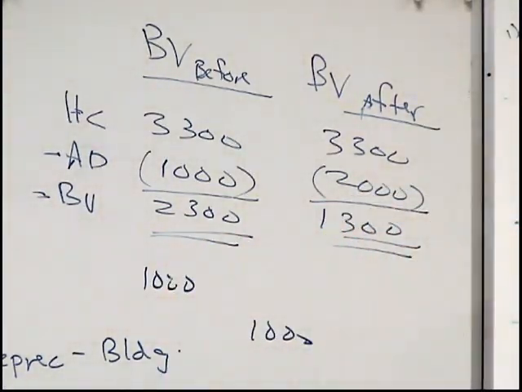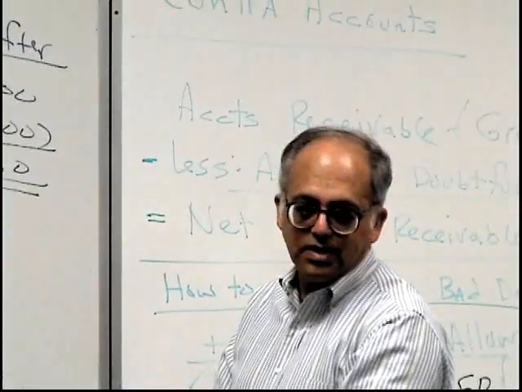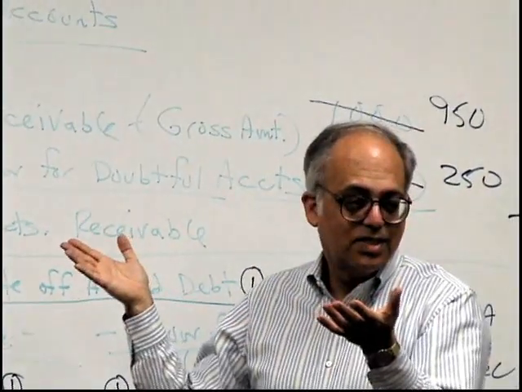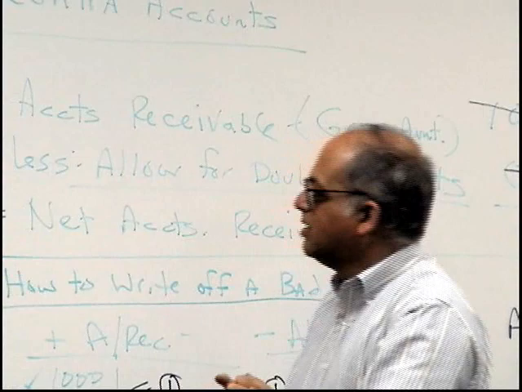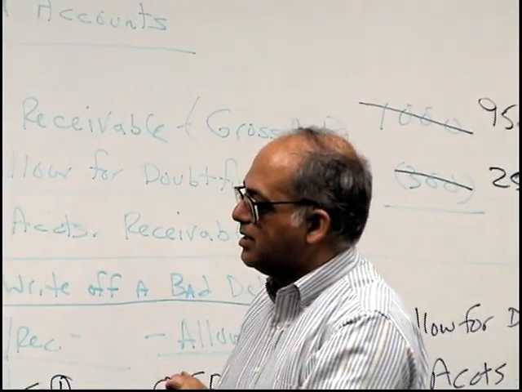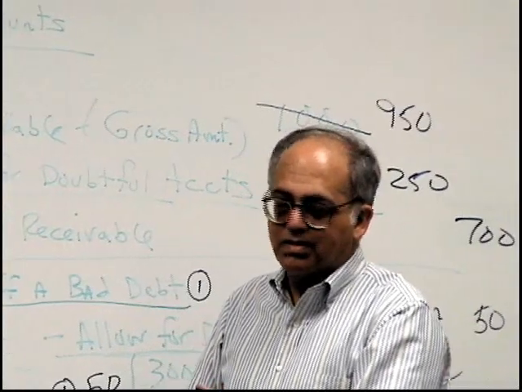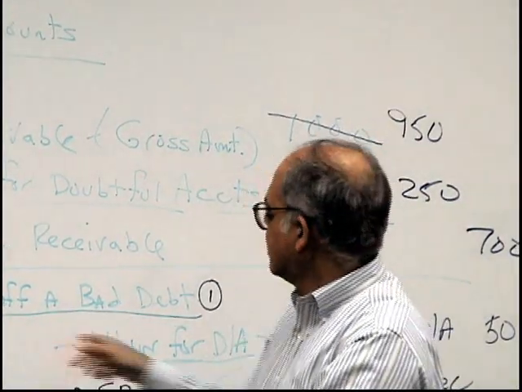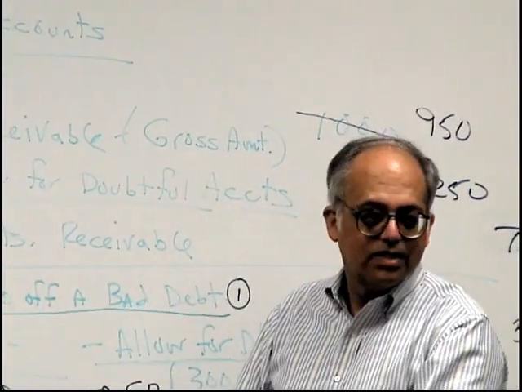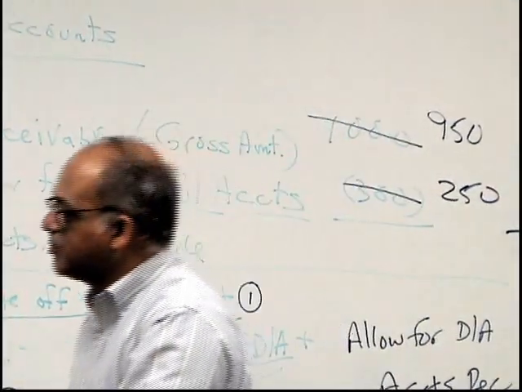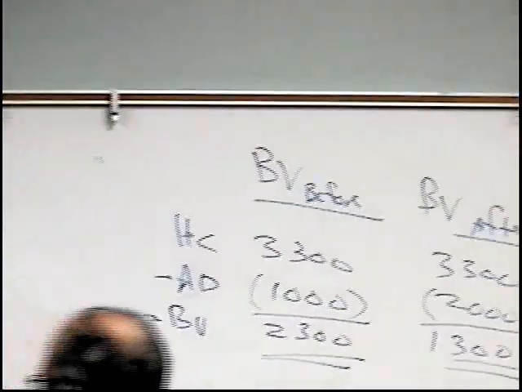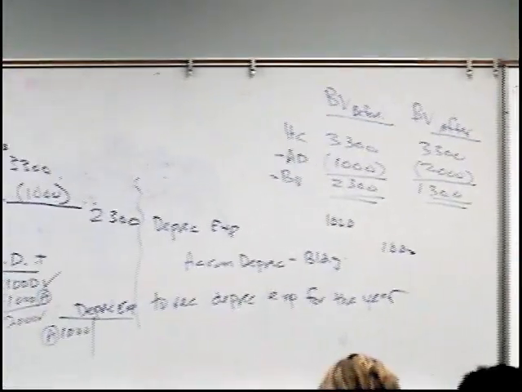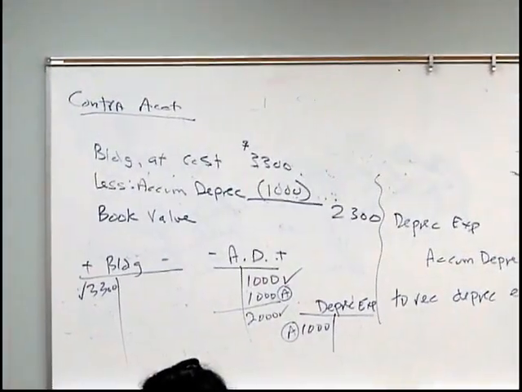Why do we use a contra account here? We want to keep track of what the building originally cost. Why do we use a contra account here? We want to keep track of what the receivables' gross amount was. That's another example of a contra account. This is a contra asset, that's a contra asset. What does AD stand for? Accumulated depreciation. With me?